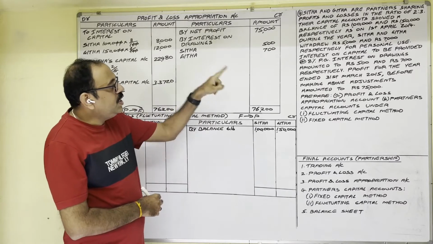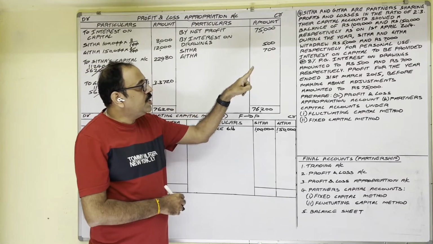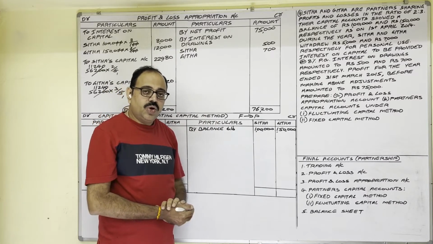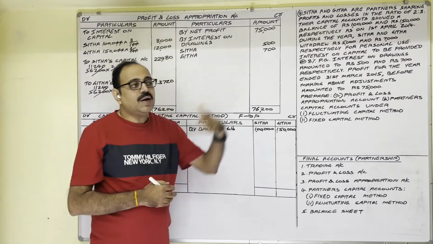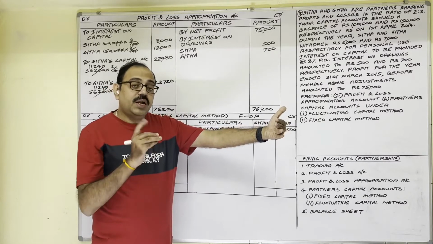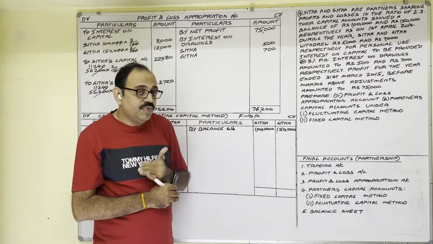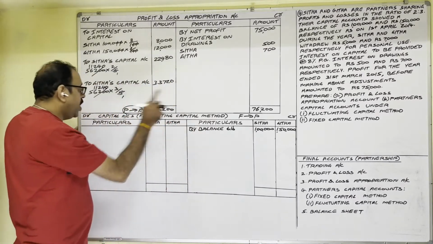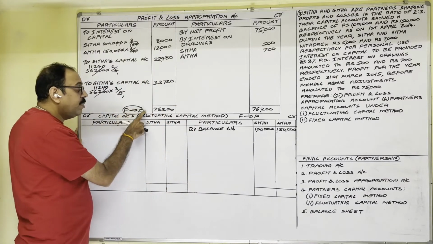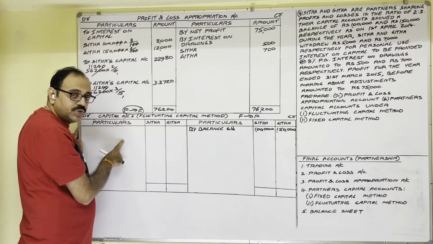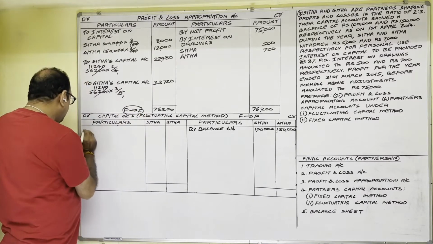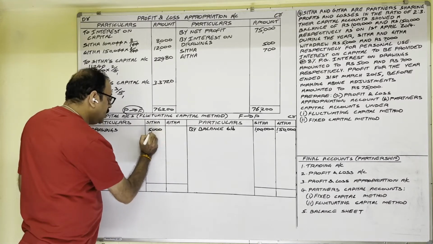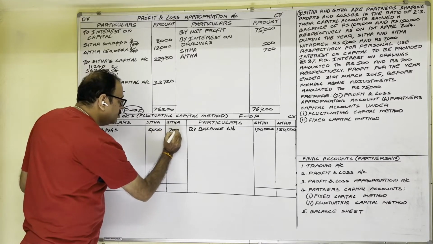Next, during the year, Sita and Geeta withdrew 5,000 and 7,000 respectively for personal use. Drawings, no? Drawings means partners are taking money from the firm. If they retire, they have to return that money to the firm, no? So at the time of retirement, partners should pay the drawings amounts to the firm. Means we should write them on the debit side. To drawings account. Sita 5,000, Geeta's drawings 7,000.